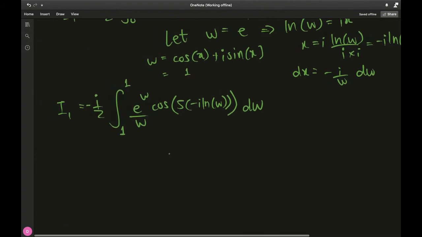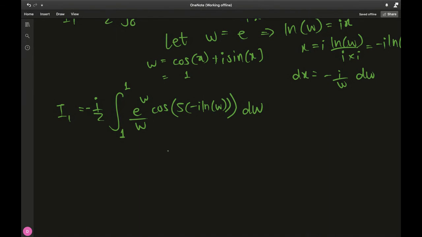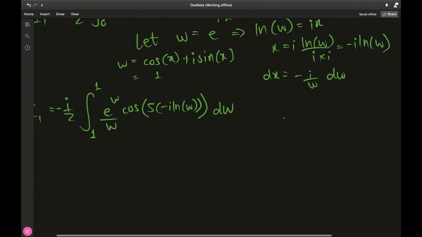Now if you are a really good observer, or a really good calc 1 calc 2 student, you may notice that if we have the upper and lower bounds the same, this integral should just go to 0, because by the fundamental theorem of calculus, if you have, say, f prime of x evaluated from, say, a to a dx, that will just be f of a minus f of a, which will be 0.